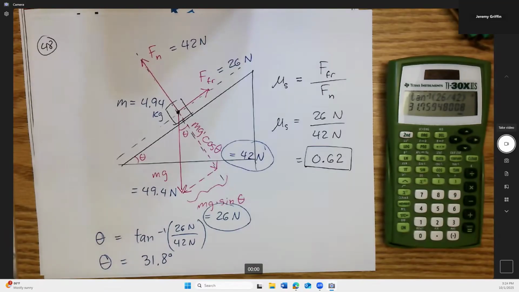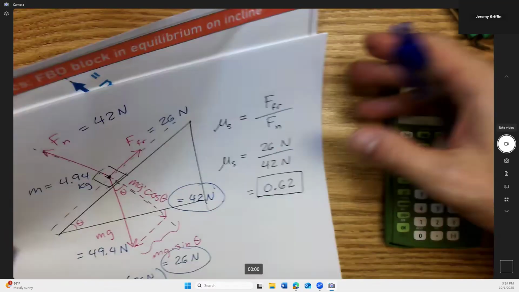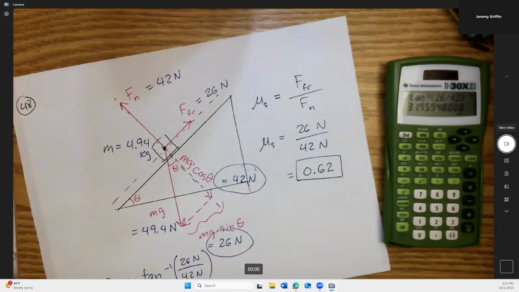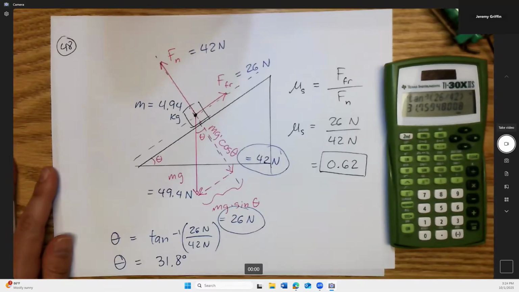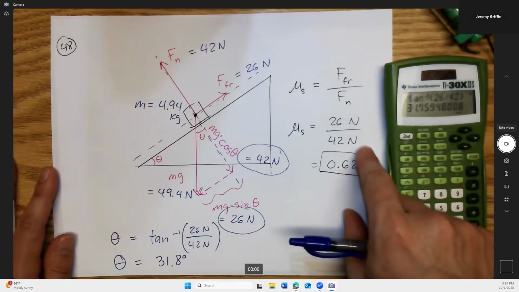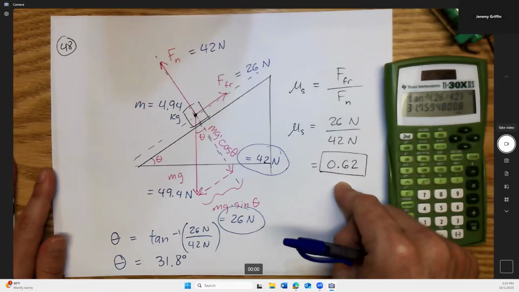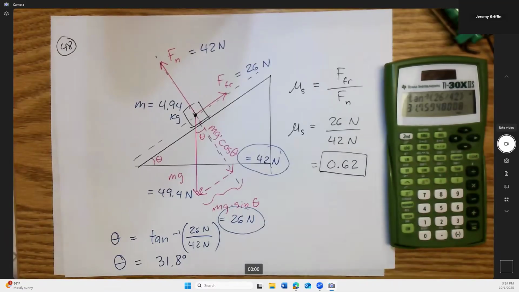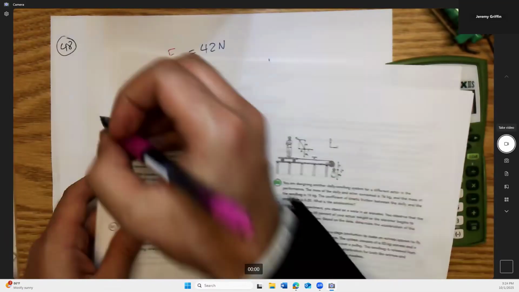Good. All right, let's do one more today. Can you answer what tan was? All they asked for was the coefficient of friction, so 0.62. Okay, so everything else was just additional questions. Yeah. All right, so knock out that one point.